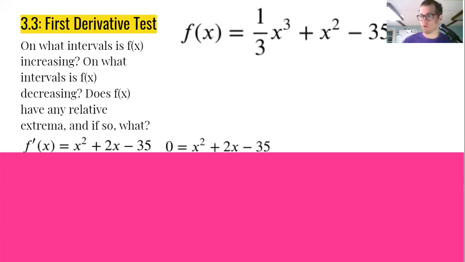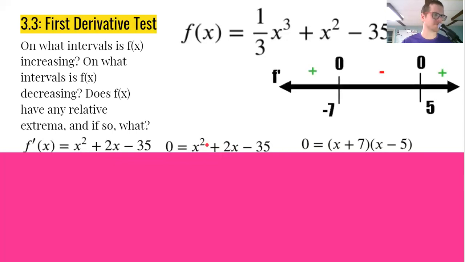To do that, I should find out when it's 0 where I'm defined. So I set it equal to 0. I'm going to factor. Boom. I made this sign chart. I did it really quick. So let me just curate it a little bit. I set this equal to 0 after factoring, and I got -7 and 5. Both gave me zeros for the derivative.